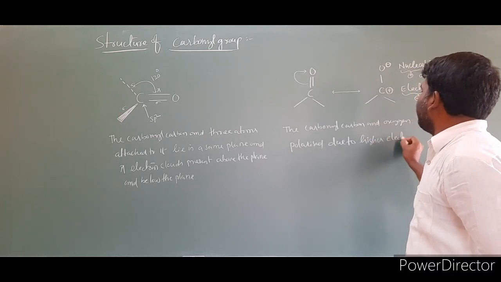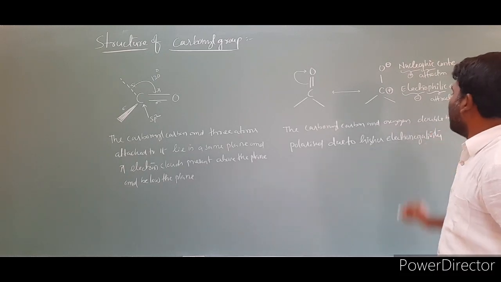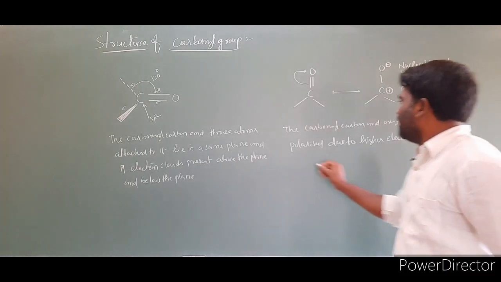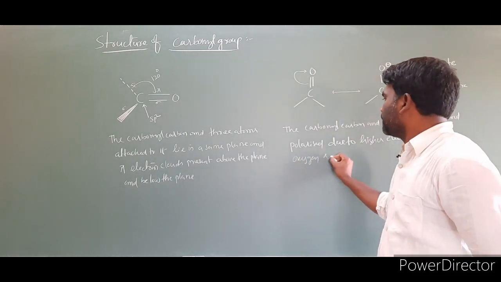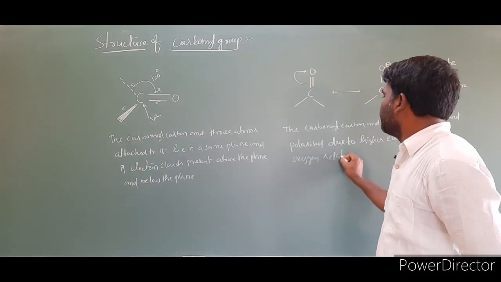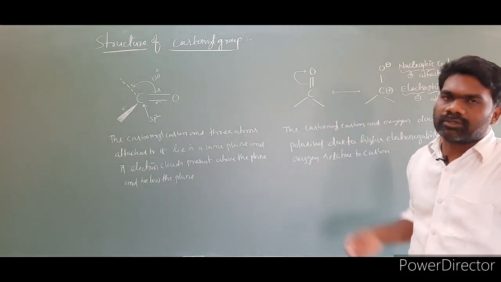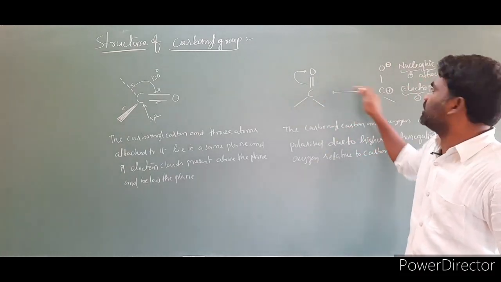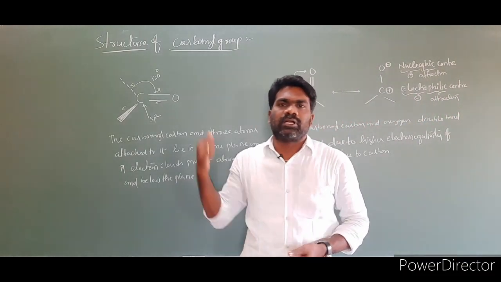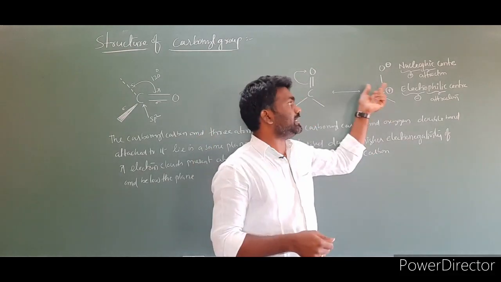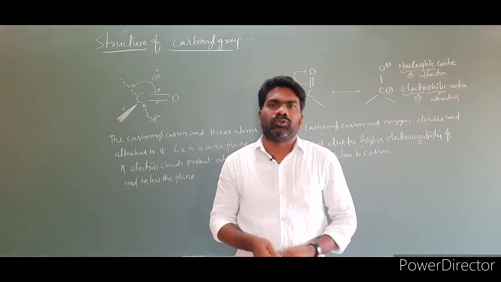Higher electronegativity of oxygen. When compared to carbon, oxygen is more electronegative. As a result, this carbon has positive and the oxygen negative charges. Polarizability will be there. So this is the structure of a carbonyl group, and this point is important: it has an electrophilic center and a nucleophilic center in its properties.